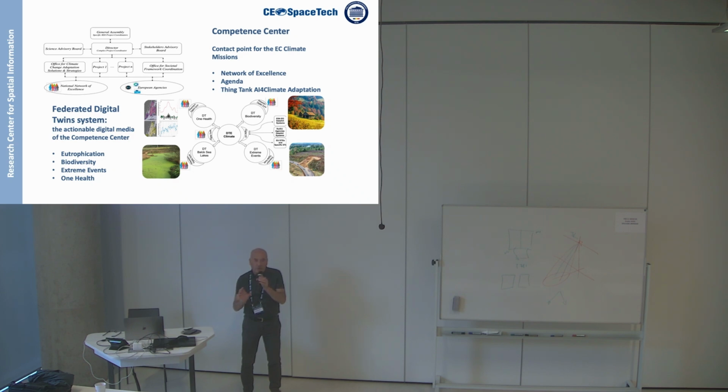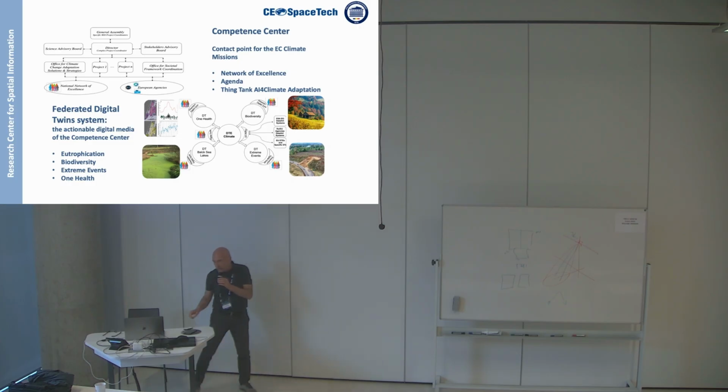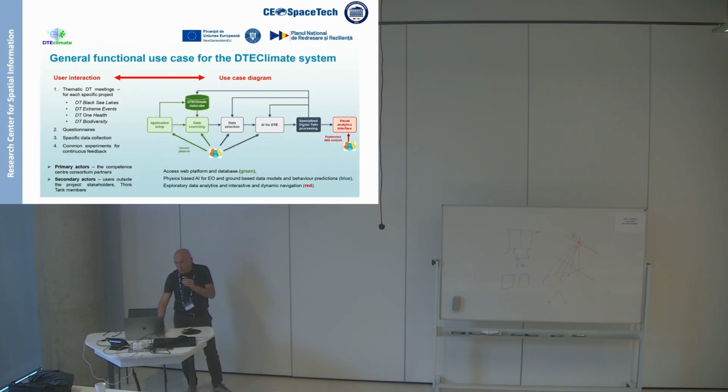We have a federated digital twin system, which is spatialized, and the digital twins are communicating, because there is information which is relevant for water quality, but the same information can also be used for predicting the risk of mosquitoes. We have spatialized models communicating and exchanging information between the different modules and components.